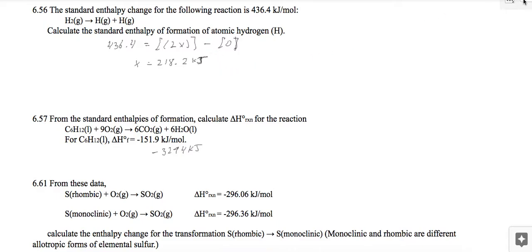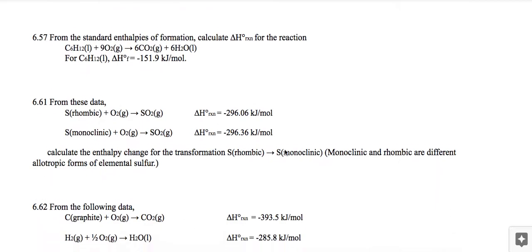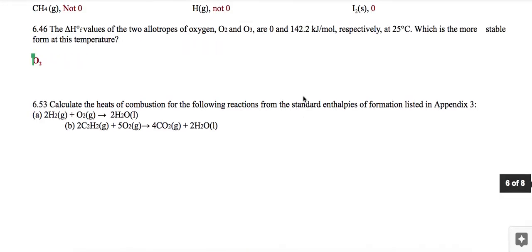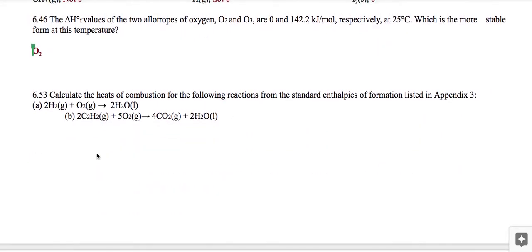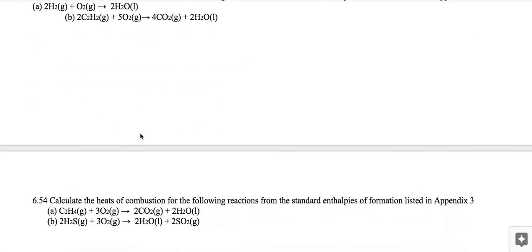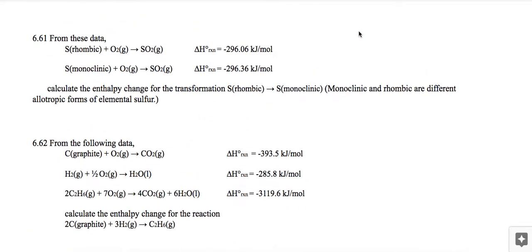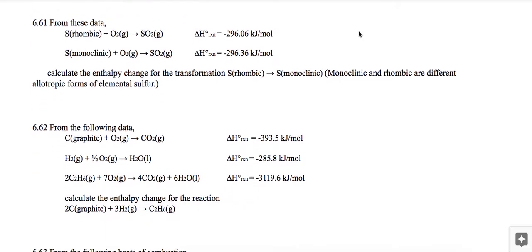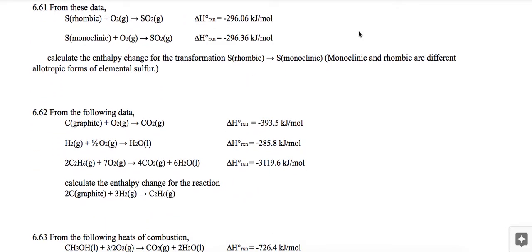All right. Now we get into the fun stuff. These are our Hess's law problems. And so there's two different ways to calculate heat of reactions. One is called the direct method, and the other one is the indirect method. And that has to do with Hess's law.